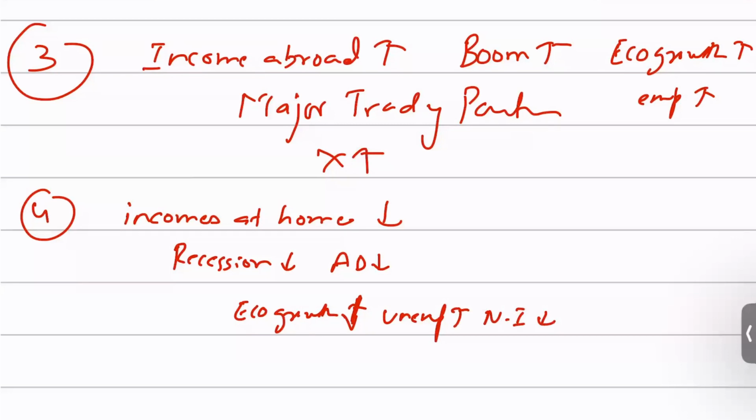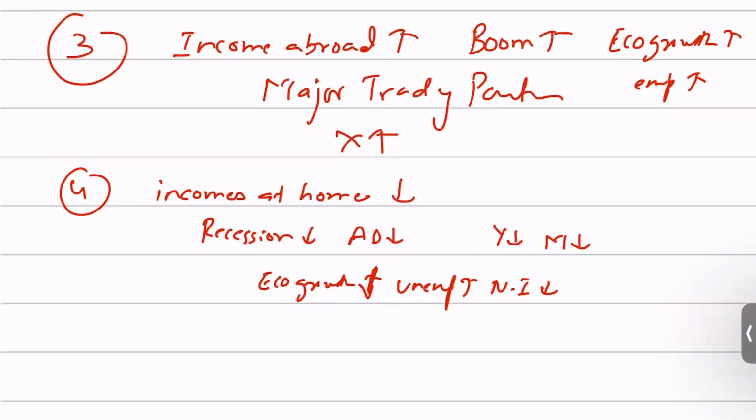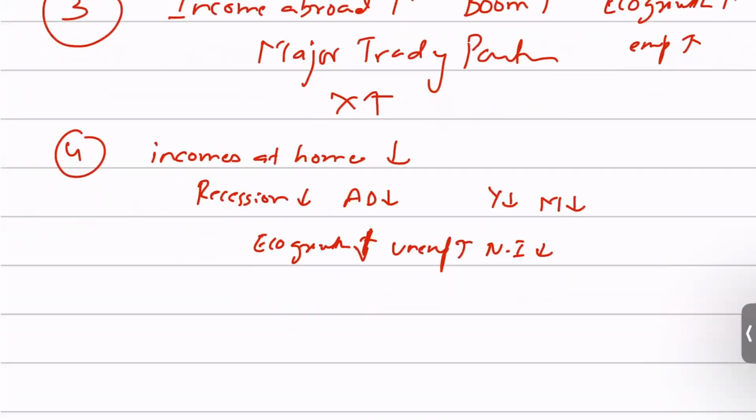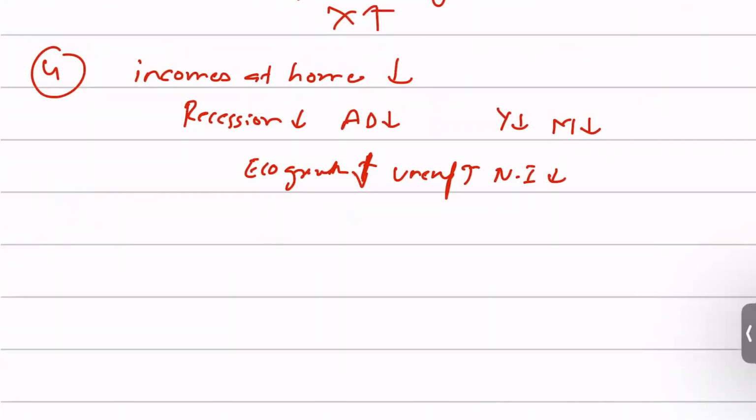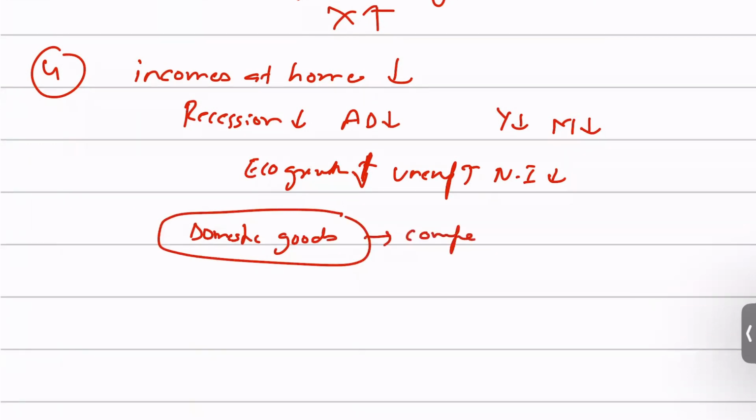So obviously when incomes go down, when Y goes down, our imports go down as well. So we import less because we save more and we consume less. We spend less on luxuries and wants, so the overall import expenditures go down. So this is another reason why imports could go down, right? Because of a recession, or maybe because the domestic goods become more competitive.